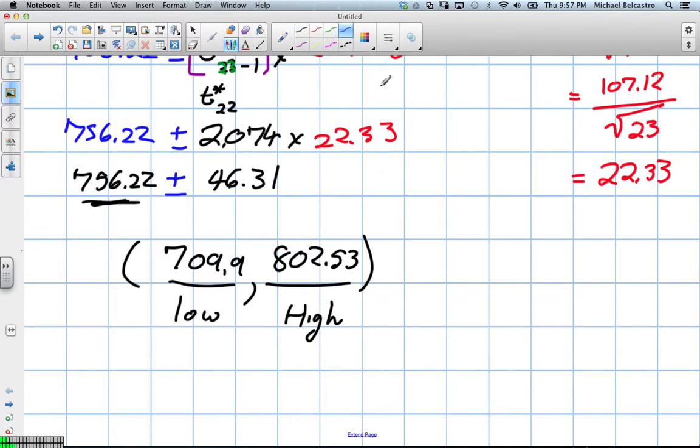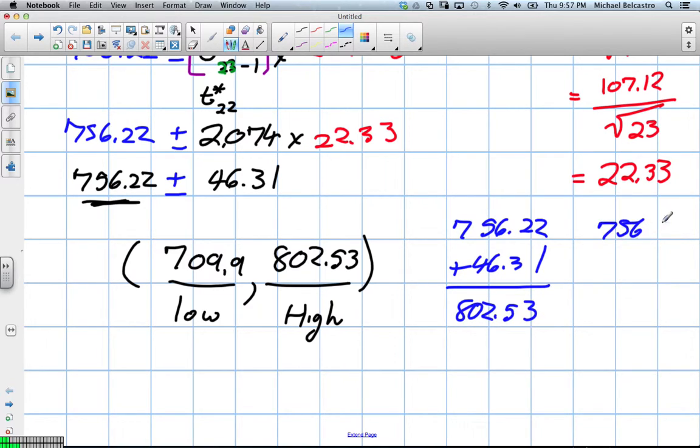And I'm just going to write down what you're doing. So on the side here, we're doing 756.22 plus 46.31. Okay, and what was your low value? Was that the right low value? Yep. Okay, and you did 756.22 subtract 46.31, and think of it like standard deviations. This is just a range of answers, right? So 709.9. So what we just figured out here, this is our low and our high.